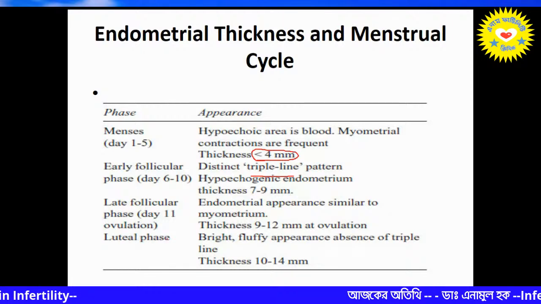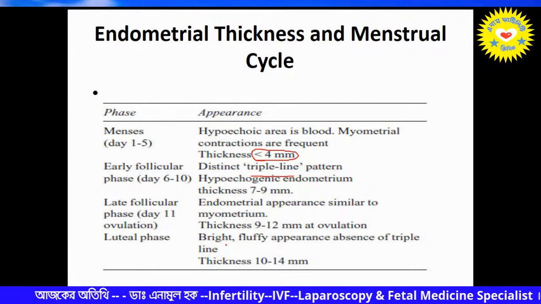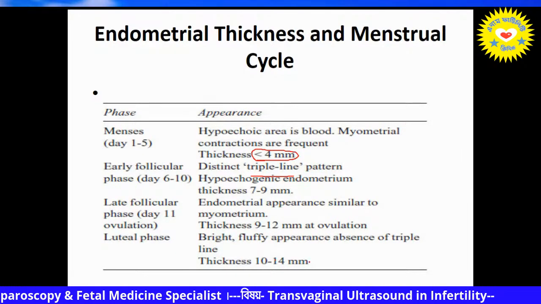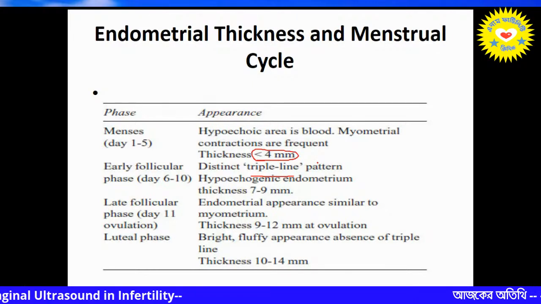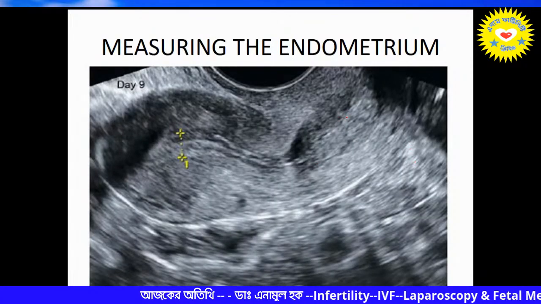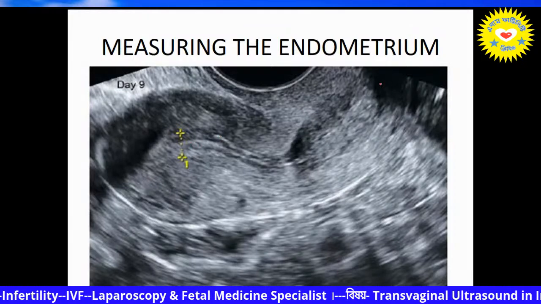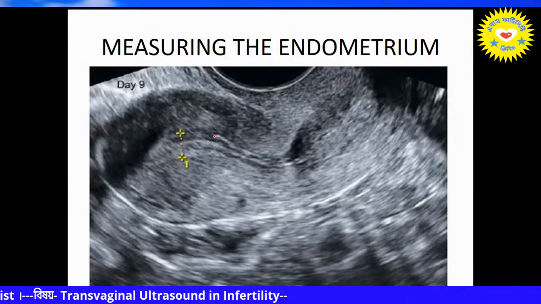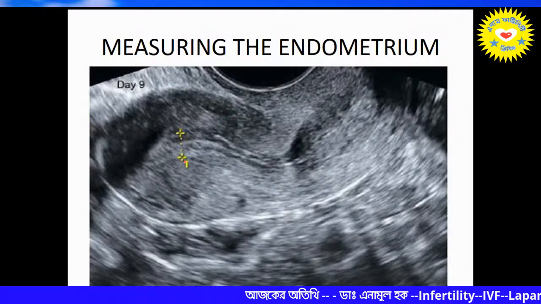And in the luteal phase, that is the secretory phase, there is a bright echogenic, fluffy appearance, absence of the triple line, and thickness of 10 to 14 millimeters. This is the normal anatomy of the endometrium in a transvaginal scan. Here, how you have to measure the endometrial thickness is very important. This is the sagittal section of the uterus, and you have to measure the endometrium at its widest part, from outer to outer. This is the endometrial thickness.